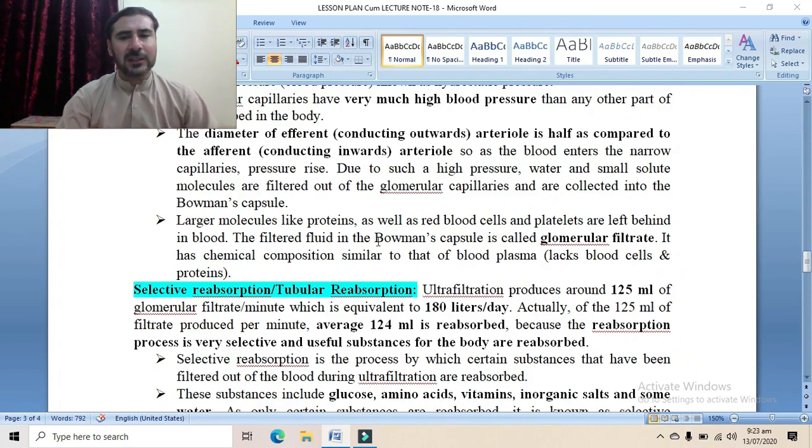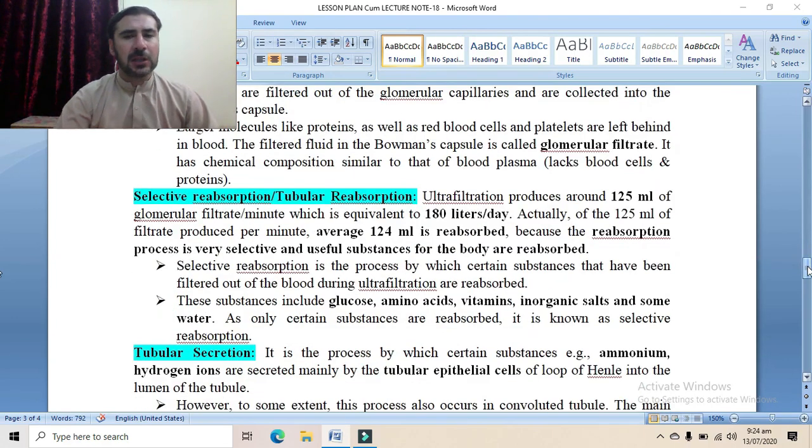The filtered fluid in the Bowman capsule is called glomerular filtrate because it is obtained as a result of the filtration of the glomerulus, the filtration which occurred as a result of high pressure. That is why it is known as glomerular filtrate. It has a chemical composition similar to that of blood plasma because it lacks the blood cells as well as the high molecular weight protein, and it contains the small molecules, water and other solutes just like the blood plasma.